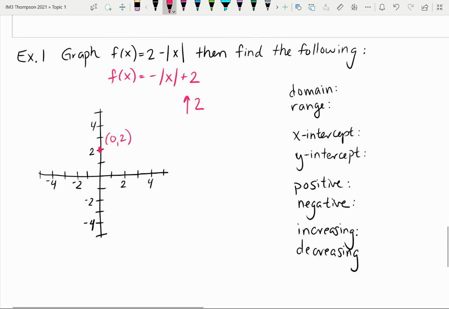The slope of this is going to be 1 because I don't have any other numbers in front of x or in front of the absolute value. But it is going to open down, and it's shaped like a V. So I'm going to go down 1, over 1, down 1, over 1, down 1, over 1, down 1, over 1 in both directions. Try to fill the window of the coordinate plane that I created.